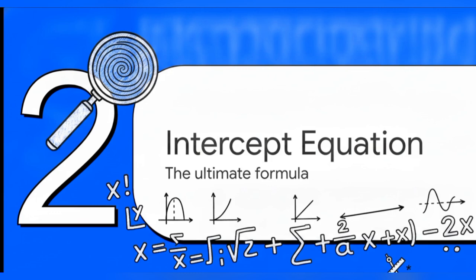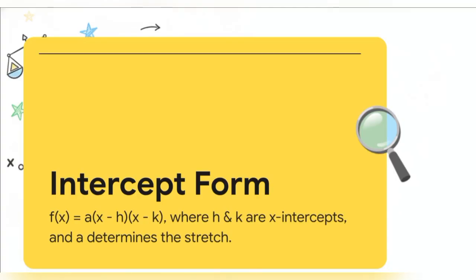Moving on to part 2, the intercept equation. To solve this mystery, we're going to need the right magnifying glass. And in our case, that's this incredibly powerful formula, the intercept form of a quadratic equation. It reads f(x) = a(x - h)(x - k). Just think of this equation as the skeleton of our function.